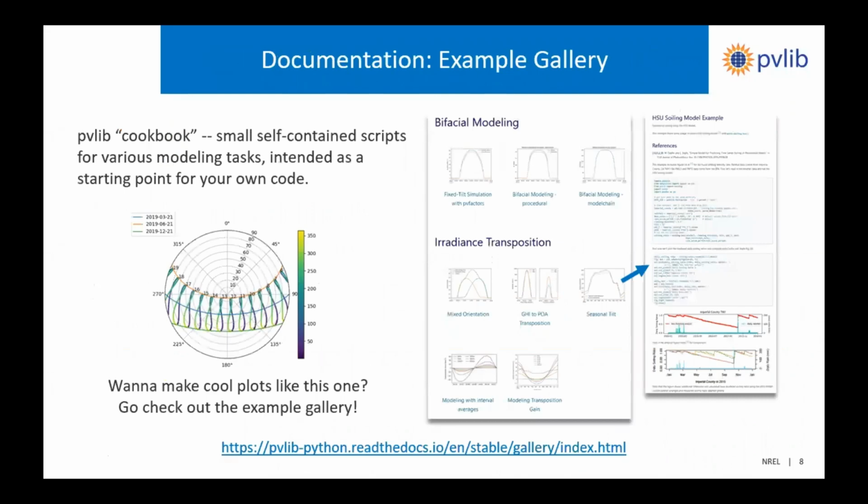Moving on to documentation, this is something that I'm particularly excited about. We call it the example gallery. The idea is that it's kind of a cookbook of modeling recipes where you can say, man, I really wish I knew how to model solar position with PVLib. You can go and try to look at the function documentation. You can maybe go and look how somebody else has done it on Stack Overflow. The idea here is that it's a small, self-contained, bite-sized script that achieves some kind of modeling task or simulation task using PVLib, and then it makes some kind of plot to summarize what you did.